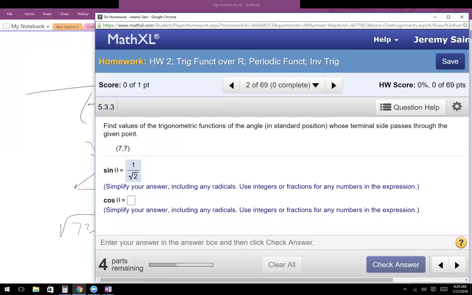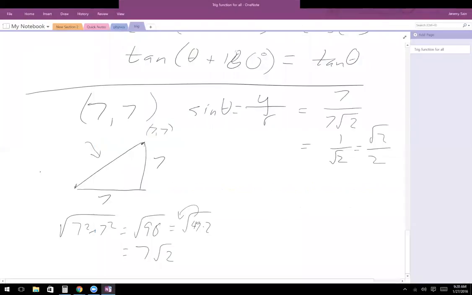Fantastic. How did you get 1 over root 2 again? Okay, so I did the y, which was 7, over the radius, which we got was 7 root 2. So 7 over 7 root 2, the 7's cancel, so you just get 1 over root 2. Cosine's going to be the same because the x-coordinate is also 7, right? Cosine is x over r, which is also 7 over 7 root 2. So 1 over root 2.